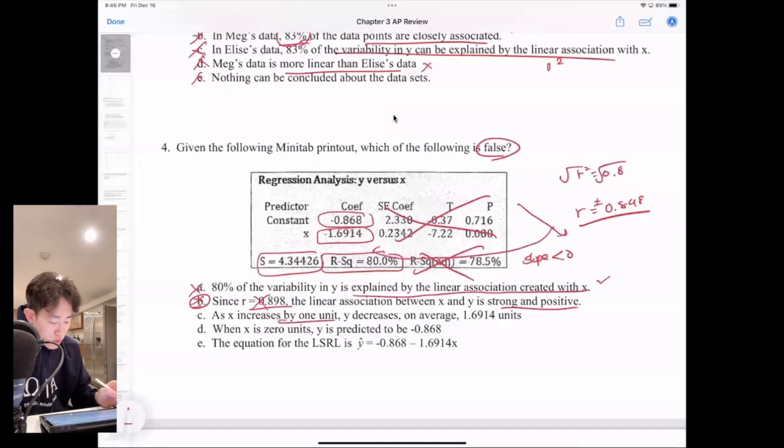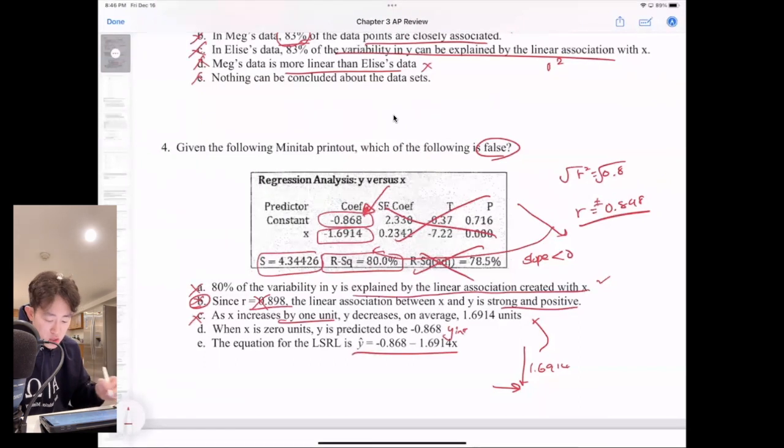As x increases 1 unit, y decreases an average of 1.6, which is your slope. So C is a perfect description of what the slope is. When x is 0, that's talking about the y-intercept, which you can clearly see right there.